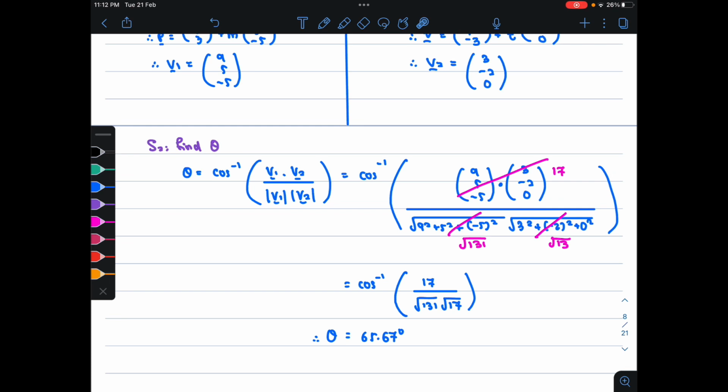So we can see that the final answer is theta equals 65.67 degrees, which is an acute angle since it is less than 90 degrees. And that is how we solve this question.